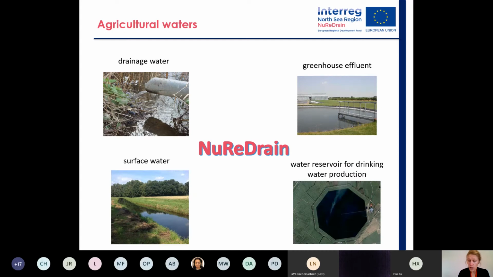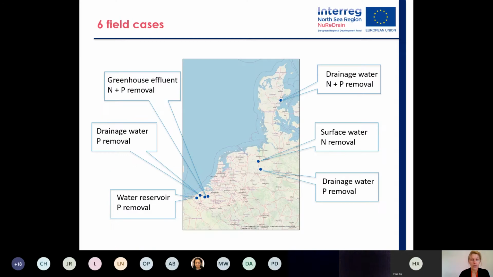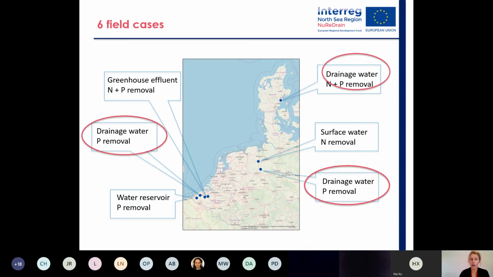We focus on drainage water, but we also consider greenhouse effluents. We also have a field case on in-ditch technology to treat the surface water directly. And we also have a case in which the water in a water reservoir is being treated before it is handled for drinking water production. We have 6 field cases in the project spread over the 3 different countries, and today we will focus on the results of 3 of them, and today we will handle the removal of phosphates from drainage water.